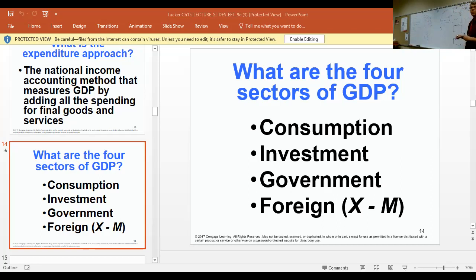The US makes a Boeing 737 Max, Super Max plane that doesn't fly, and we send it to China, right? And China sends us back money for that, and we label that X for export spending.